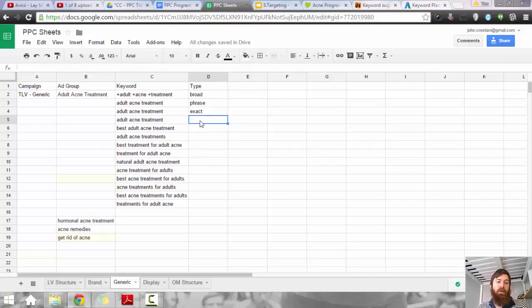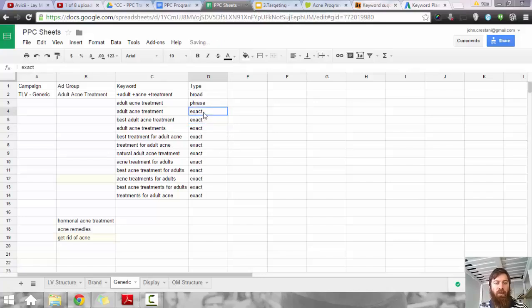Google's going to give you preference in their search because you're showing them, hey, I'm going after this specific term, best acne treatments for adults. It also allows you to get more targeted in your ad copy by using dynamic keyword insertion, which I'll show later. But what I'm doing is copying all this down. Now this is a really solid ad group. I'm actually going to get rid of hormonal acne treatment because I think you're getting the idea.